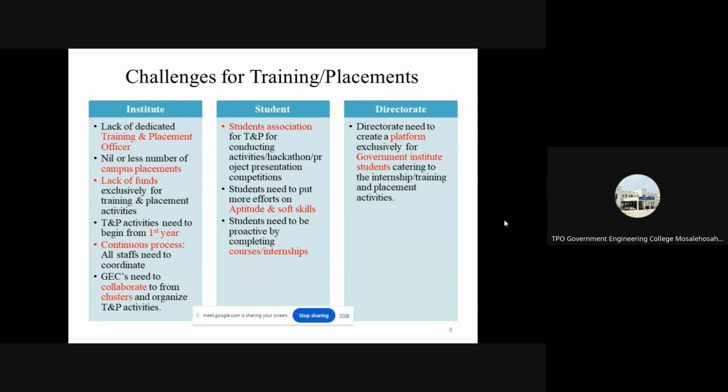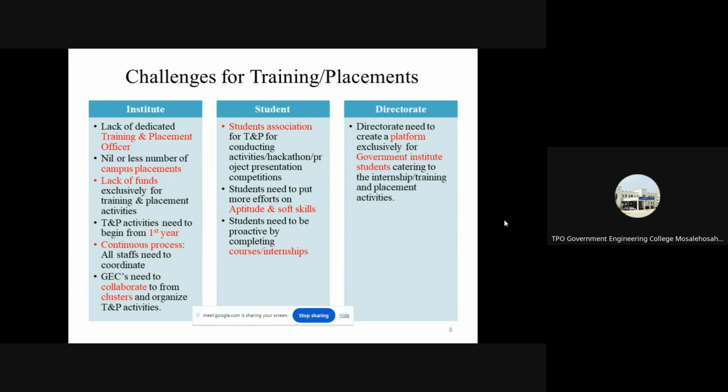what is happening is there is a lack of a dedicated training and placement officer in the government institutes. And whichever placement officer is assigned, I am 100% sure that all the training and placement officers will truly agree that we have the academic workload, we have the other administrative workload, plus this is an extra workload, wherein our efficiency comes down. So an exclusive training and placement officer is required. That is what differentiates us from the other private colleges.